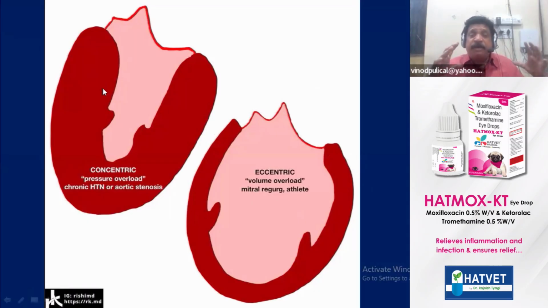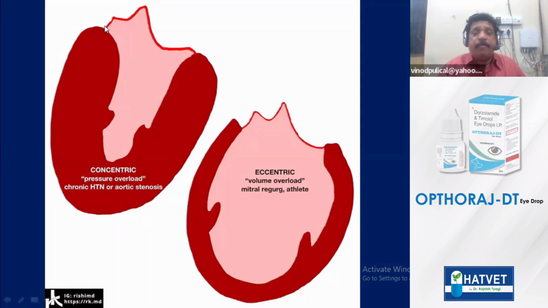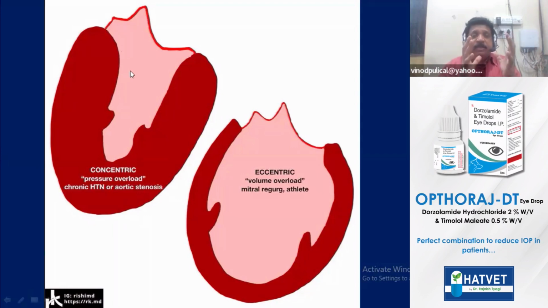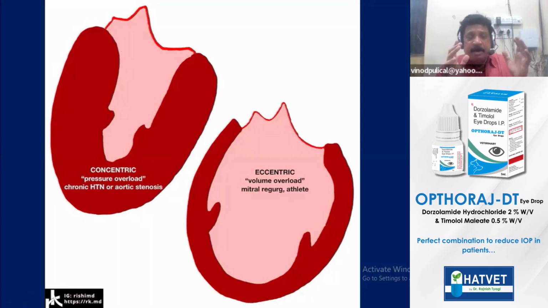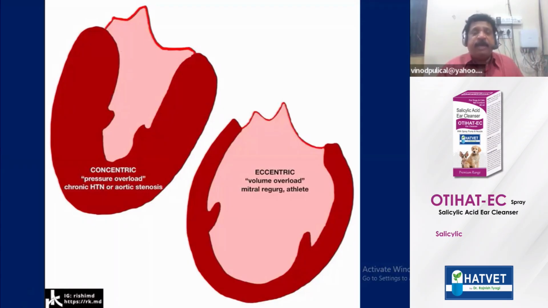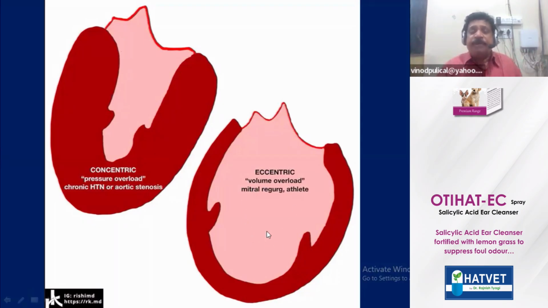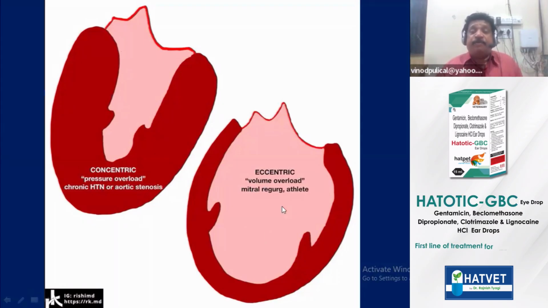Sometimes the hypertrophy is growing into the lumen of the ventricle, into the chamber of the ventricle, and so the lumen size or the filling chamber size of the ventricle will be decreased. Such a hypertrophy is known as a concentric hypertrophy. And sometimes the chamber size or the chamber filling area is not affected, and it is growing outside only. This is known as an eccentric hypertrophy.